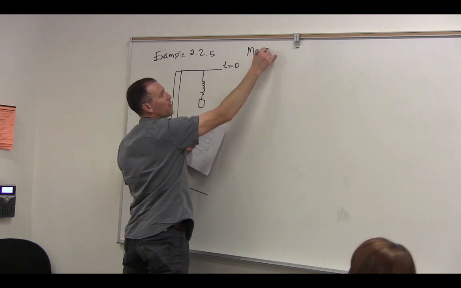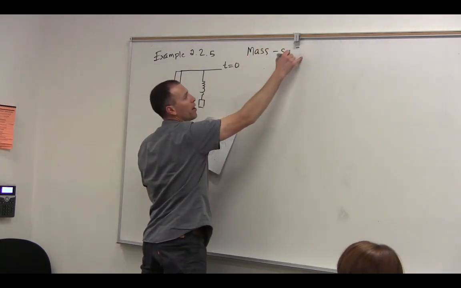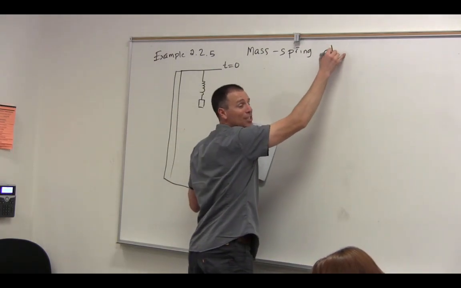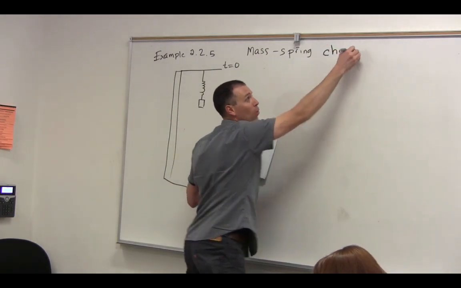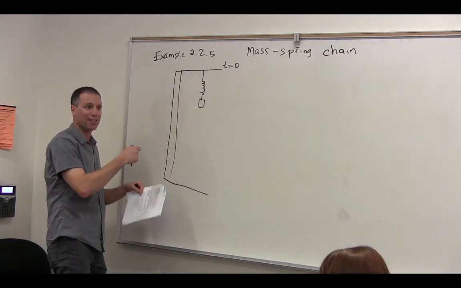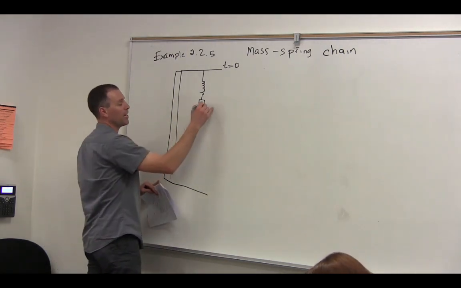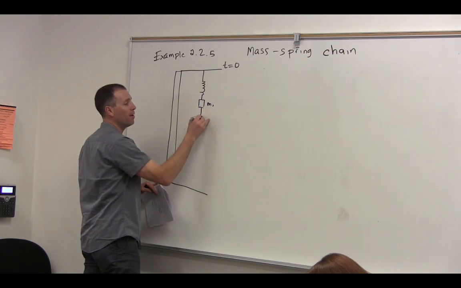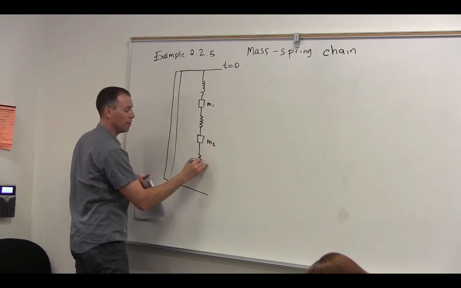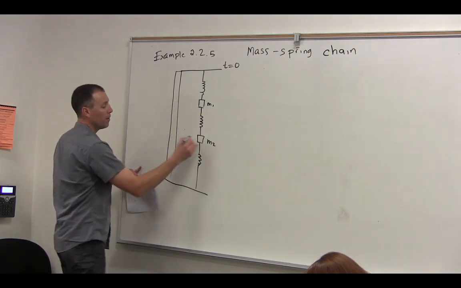Do you remember what we called this entire apparatus that I brought in last time? Mass spring chain. Why was it called a chain again? Because it was linked together. We had masses and springs that were linked together. So we call that M1. We have another one called M2 all the way down here.